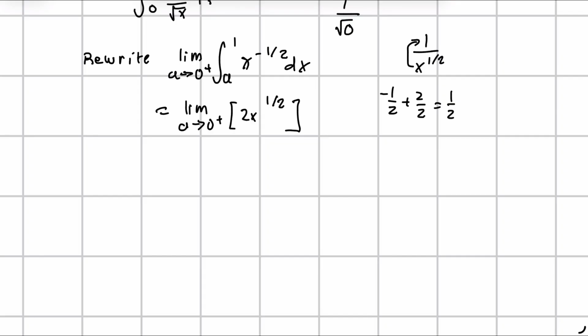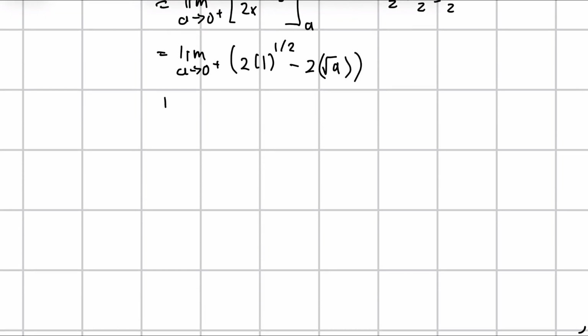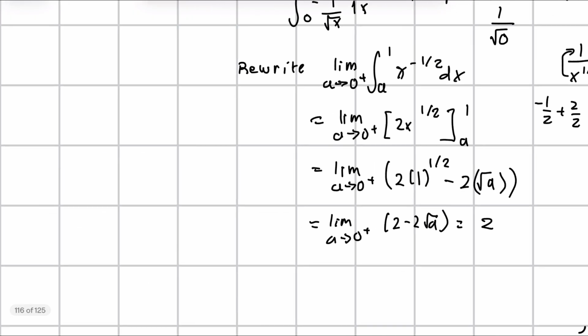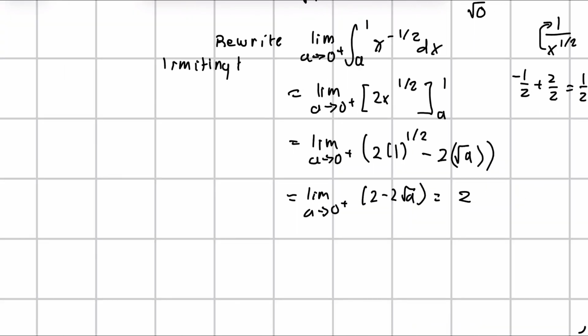Now what we can do next is, this is from a to 1. So this is the limit as a approaches 0 from the positive side, the right side. And then if we plug in our 1, we get 2 times 1 to the power of 1/2, and we also get 2 times the root of a. So this is equal to the limit as a approaches 0 from the positive side of 2 minus 2 root a, and that's just going to be 2. The reason is that when x is equal to 0, the function is unbounded. So when we rewrite it here, we're limiting the area to something that is finite.